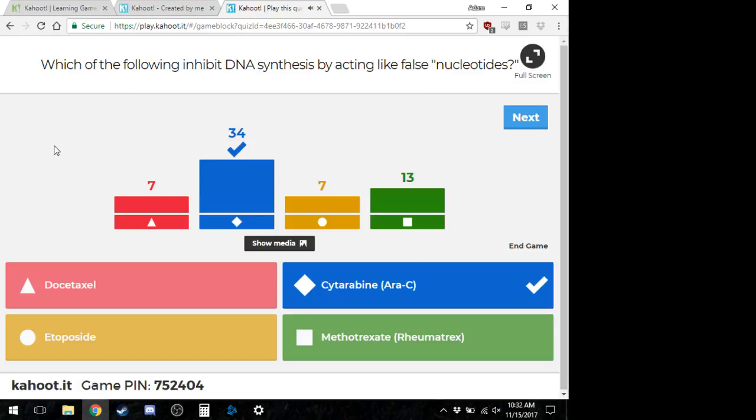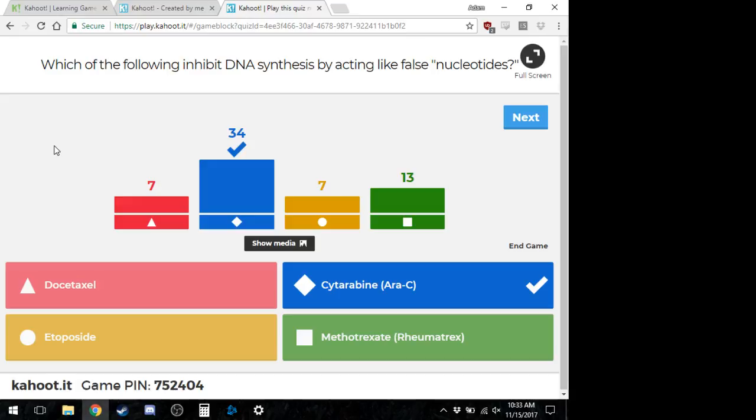All right, pretty good. Yeah, so the correct answer here would be cytarabine or Ara-C. So how does docetaxel work? What category does that fit into? Goes into the taxanes, right? So remember, it comes from the yew tree. How does that work? It affects microtubules. Good. How does it affect the microtubules? Yeah, I remember it increases stabilization, as they can't really break themselves down and depolymerize. So that's the taxanes. So they would not be a false nucleotide. They affect mitosis, but they don't actually affect DNA synthesis at all.